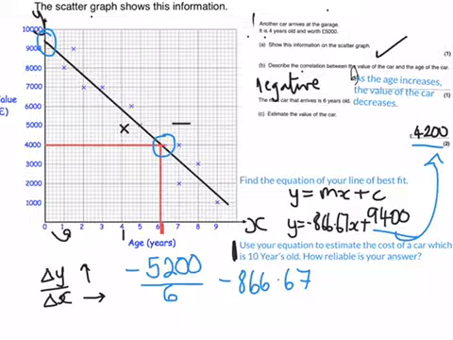Okay, and how reliable is your answer? So if I'm estimating it at 10 years old, obviously 10 years is beyond my graph, so I could extend my line. Or what I'm going to do is use my equation.